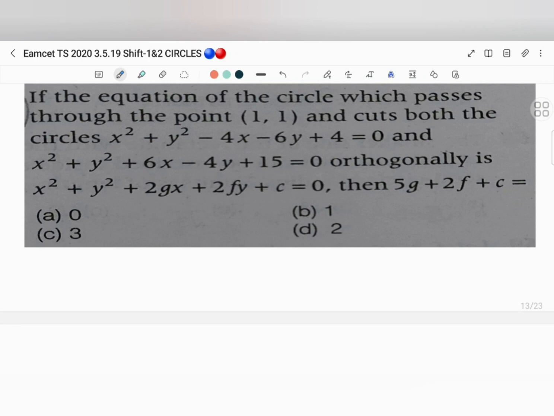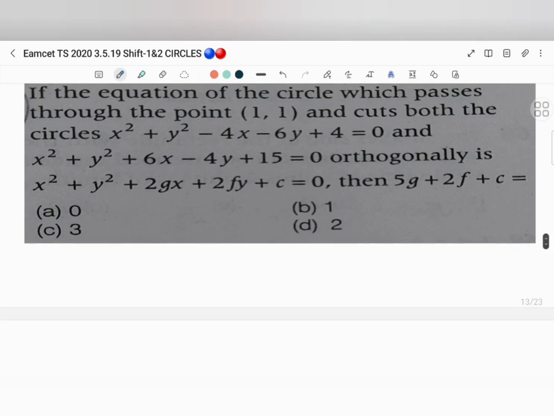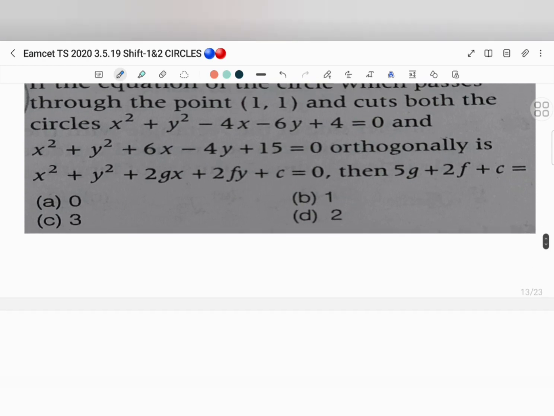The next question. The equation of the circle which passes through the point 1, 1 and cuts both the circles orthogonally is x square plus y square plus 2gx plus 2fy plus c equal to 0. Then find the value of g plus 2f plus c. Like Fermat's question in IP, we will get such questions in systems of circles; this is also in that category. This is equation number 1, equation number 2, equation number 3, dear students.